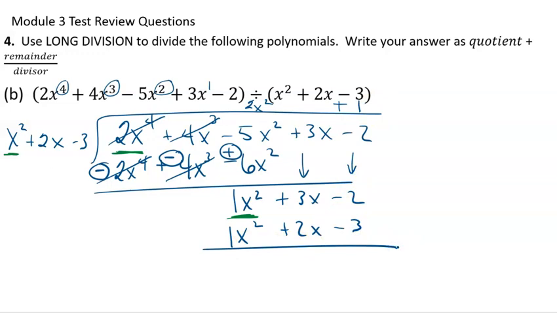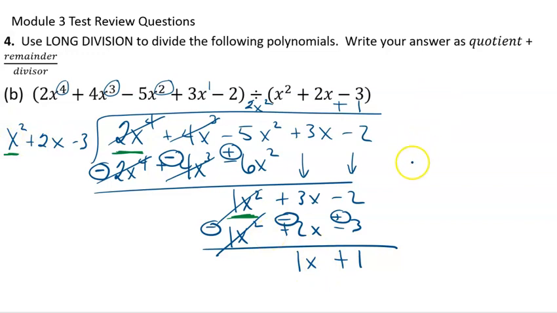Don't forget, change your signs. Plus turns minus, plus turns minus, minus turns plus. You add down 1x squared plus a negative 1x squared cancels. 3x plus a negative 2x is 1x, and negative 2 plus 3 is plus 1. Now notice the degree down here is a 1. The degree up here is a 2. Anytime your remainder is smaller than your divisor, you're finished.